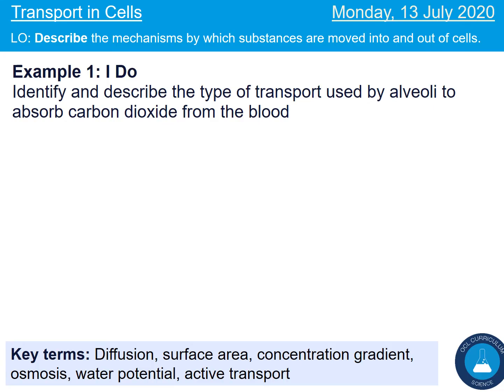Let's look then at how we would apply this knowledge to a range of exam-style questions. In this first instance, we're asked to identify and describe the type of transport used by alveoli to absorb carbon dioxide from the blood. In terms of a model answer, I'd make sure to include the following key ideas.